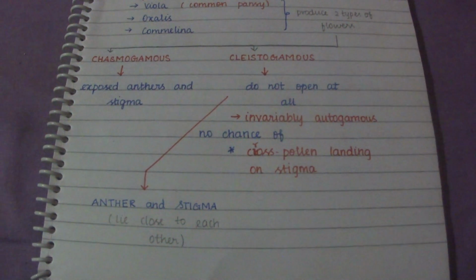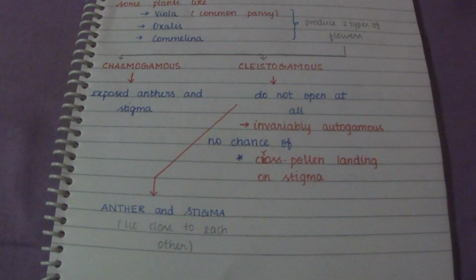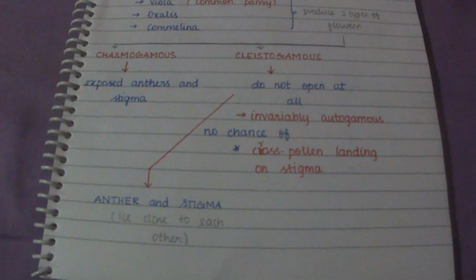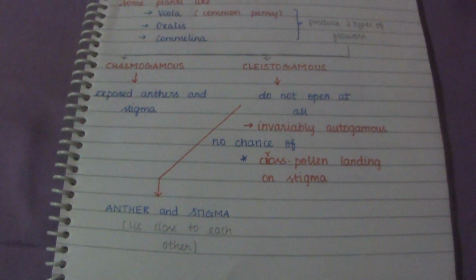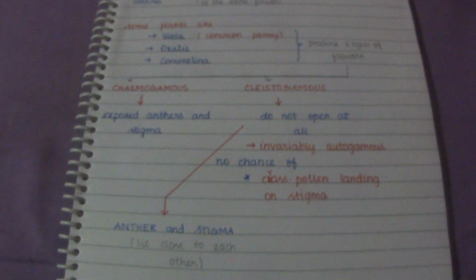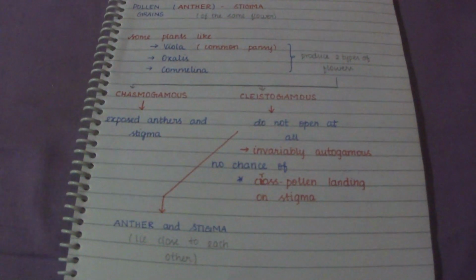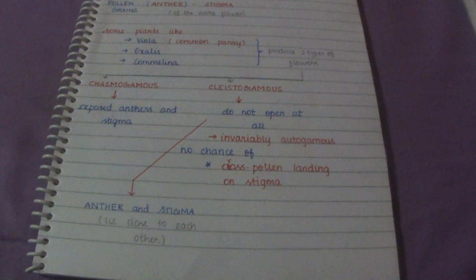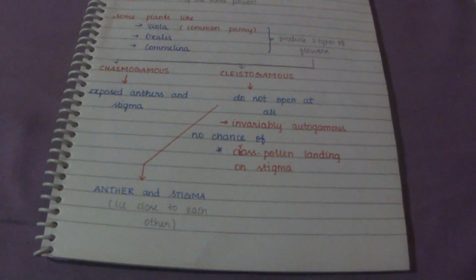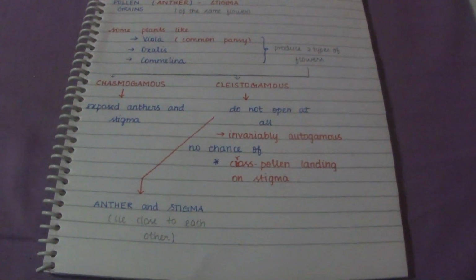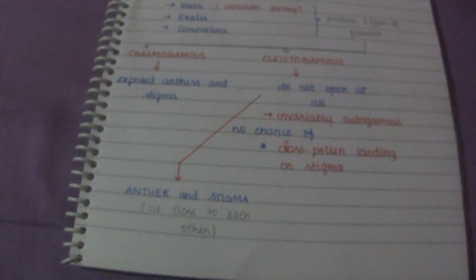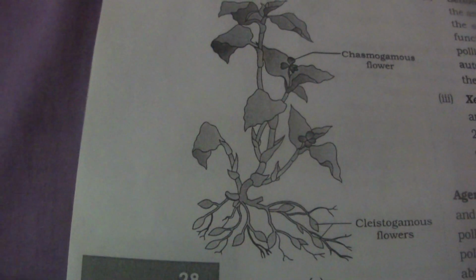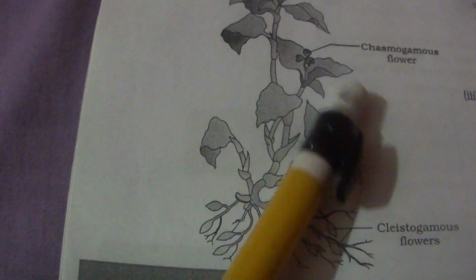In this plant, since the cleistogamous flowers are closed, the anthers and stigma lie close to each other. So the pollen grains from the anther come in very close contact with the stigma, so that cross pollen landing on the stigma does not occur in cleistogamous flowers. So if you take this, this is the chasmogamous and cleistogamous flowers. Here the flower is closed, whereas here the flower is open.